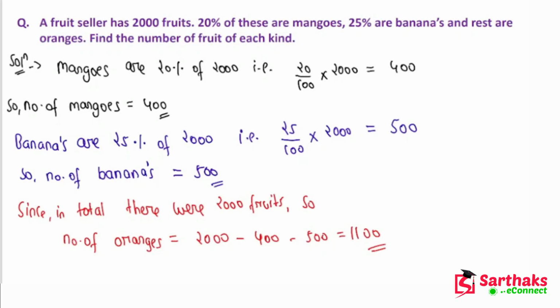Okay, so you could find it like that also, and you can use that 55% thing, because 20% are mangoes, 25% are bananas, so 45% has gone. The remaining 55% are obviously oranges. If you calculate that way also, you will still get the same answer. Okay, let us move on to the next question.